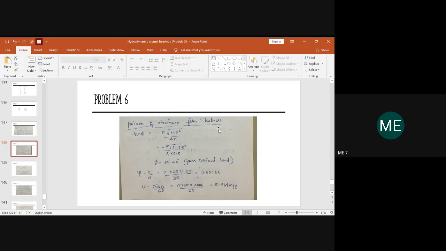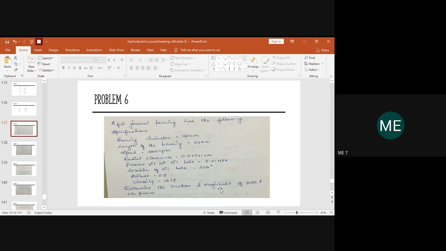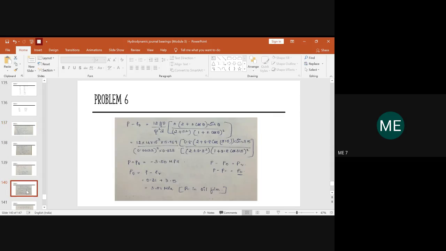Usually if you have a journal bearing, the load will be exactly in the vertical direction. So with respect to that vertical direction, the angle at which the film thickness will be maximum is 30.50, so 30 degree 50 minutes. After that, the main agenda of the problem is to determine the magnitude. To determine the magnitude, we should use the pressure equation.